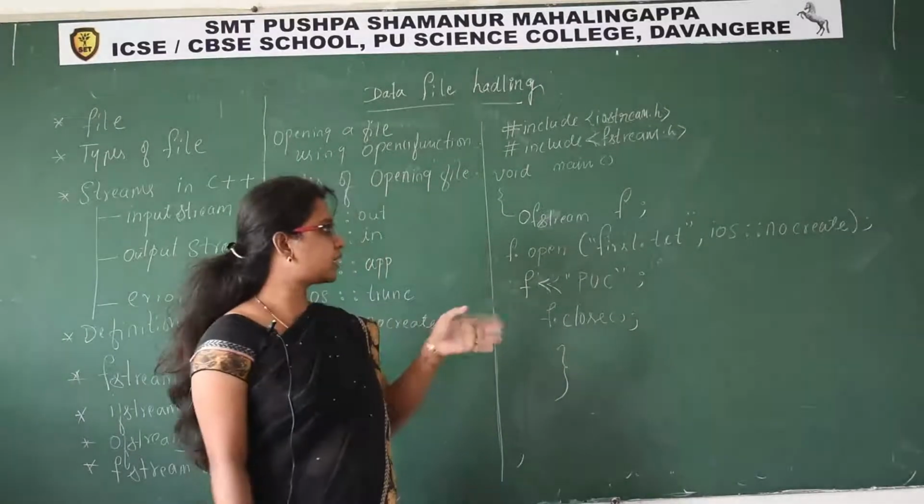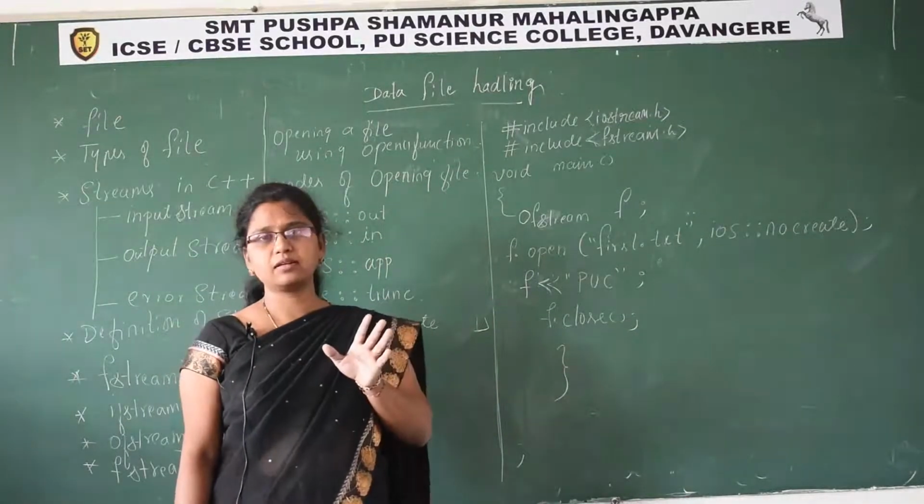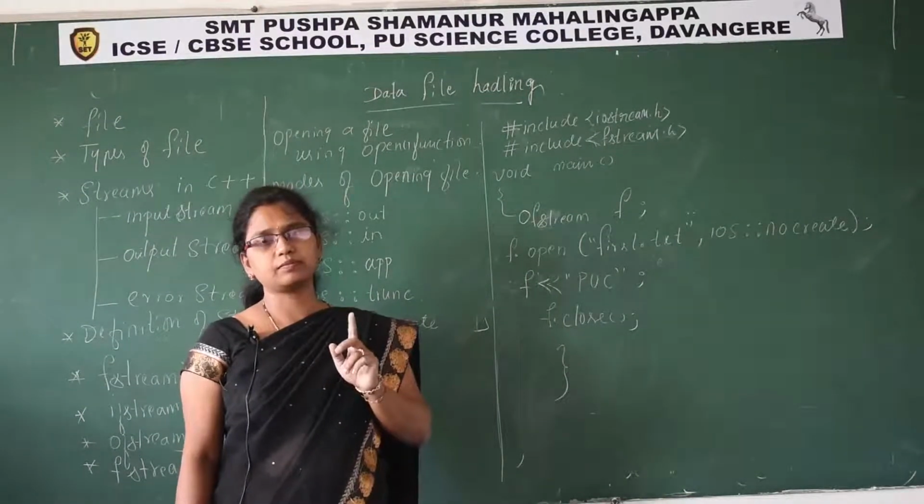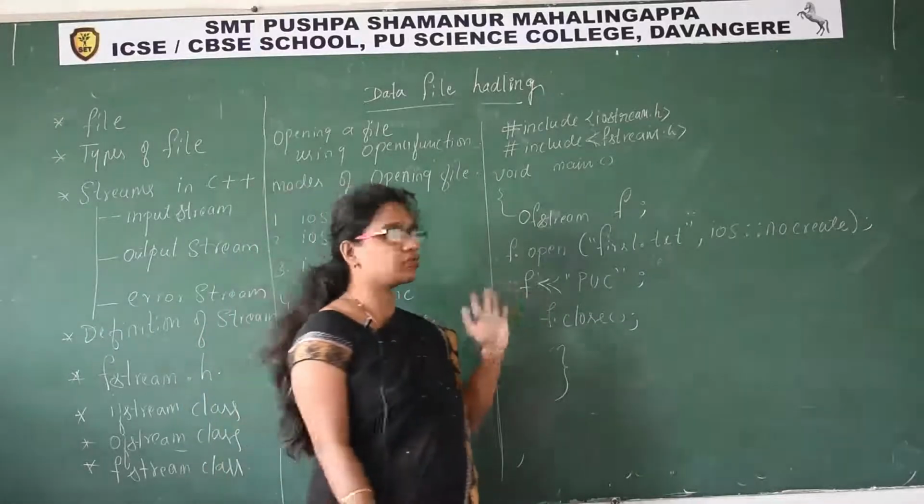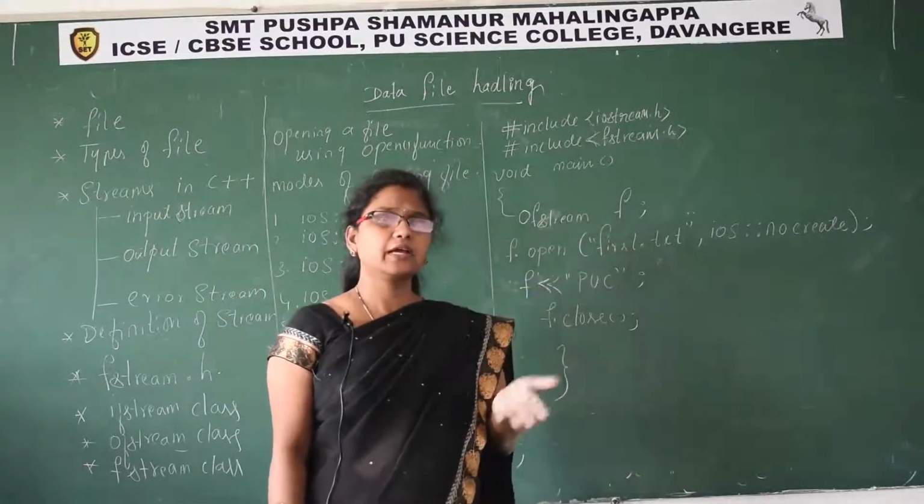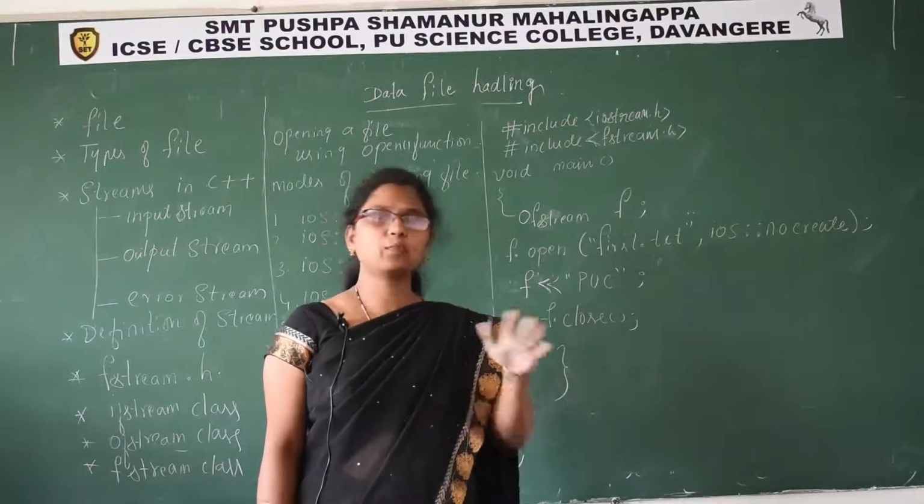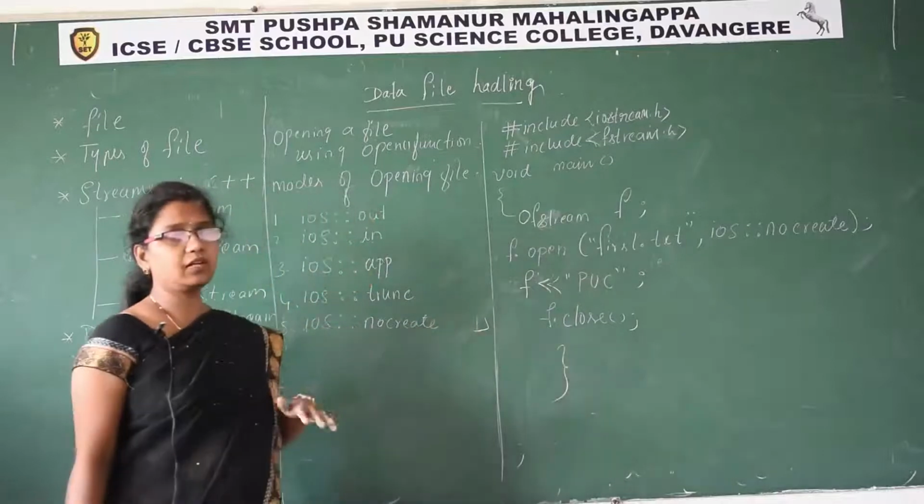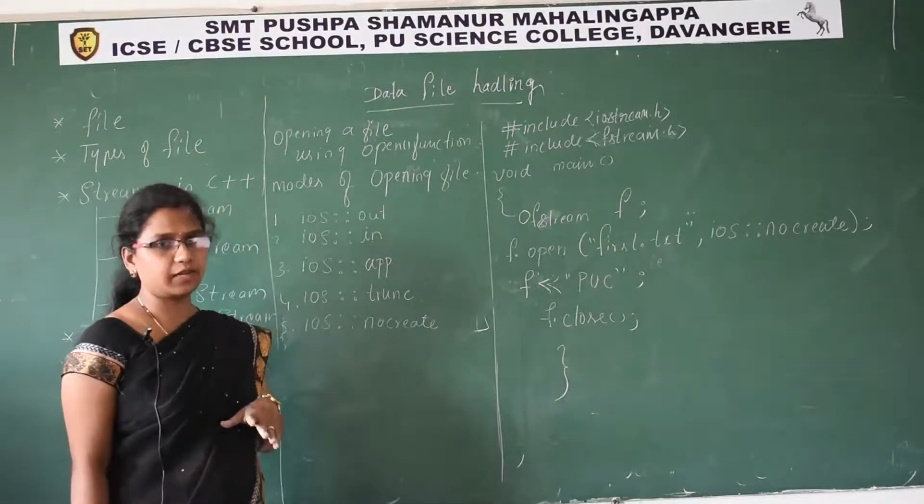But in the case of a text file, if you open a text file, at any given time you can perform only one type of operation. Then you have to close the file. If you want to perform another operation, again you have to open the file, then you perform that operation. So that is one more difference between text file and binary file.